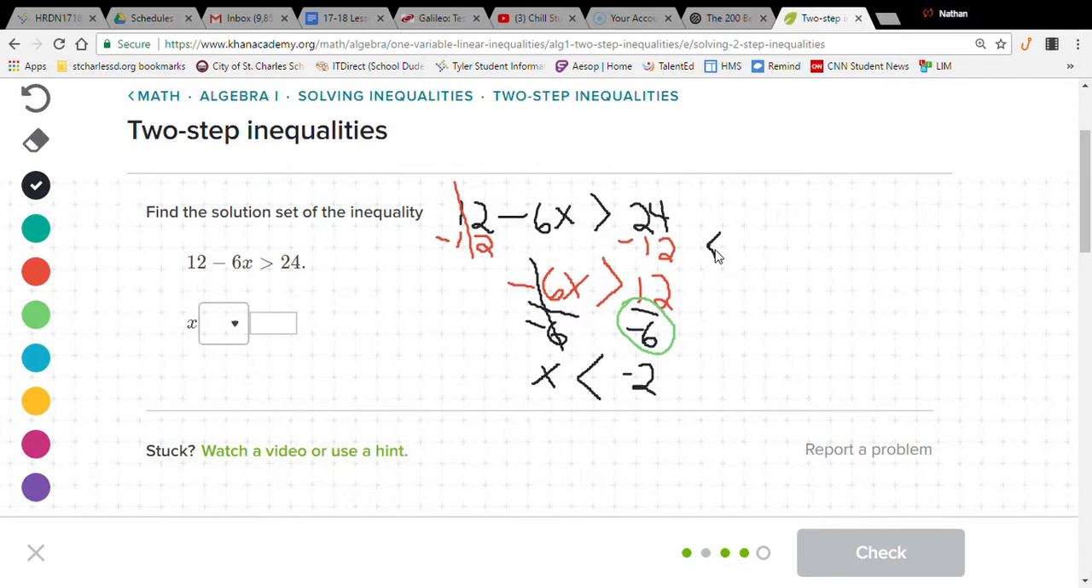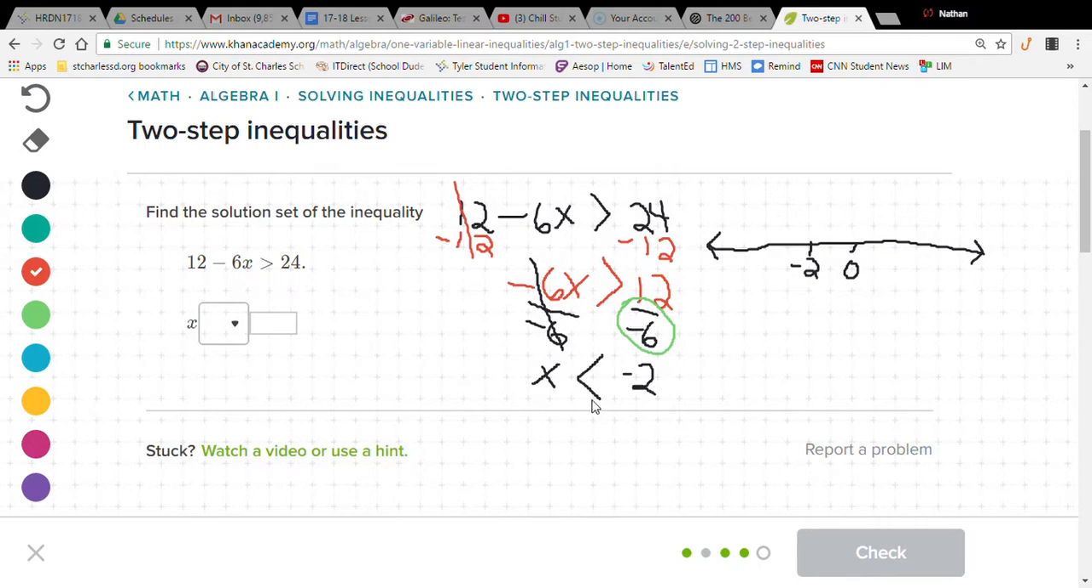Again, just like last time, I'm going to plot it. You don't have to do this. You will have to do it for the test. But on these Khan Academy problems, it doesn't ask you to plot the inequality, but I'm going to anyway, just so you can see what it looks like. I'm going to draw my number line, and it will be an open circle.